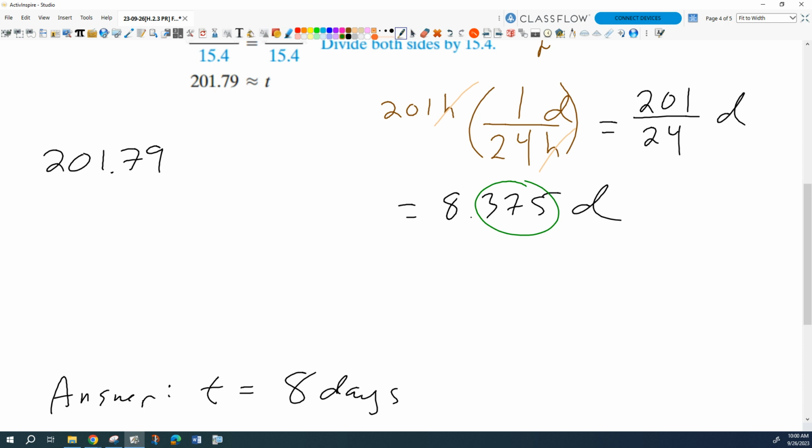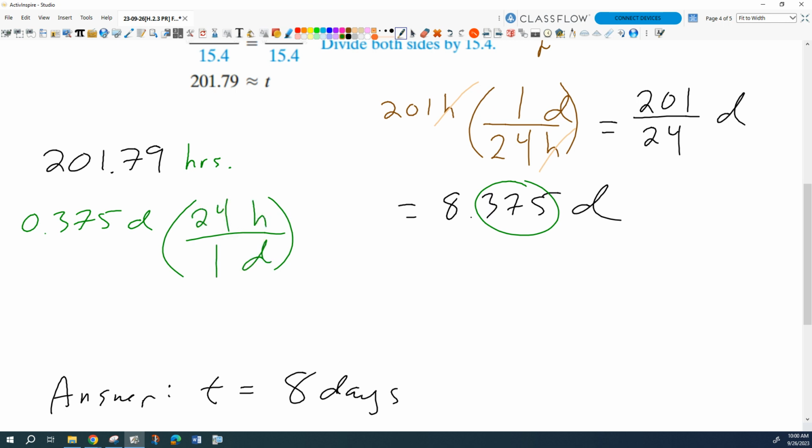Okay, I'm going to multiply by a changer. This time it's going to be the reciprocal of that changer, isn't it? Oh, by the way, this was in hours, right? 0.375 days times, this time I want days on the bottom, hours on top. 1 day is 24 hours. So 0.375, that's 3/8. So that's going to be, what, 9? 9 hours? Is that right? Double check me.